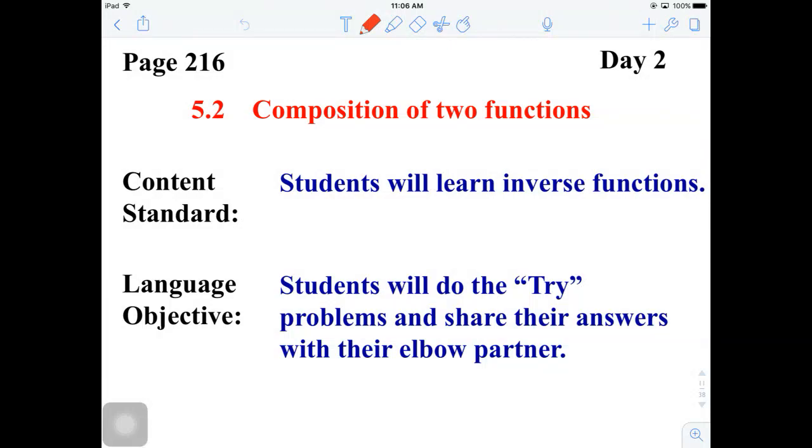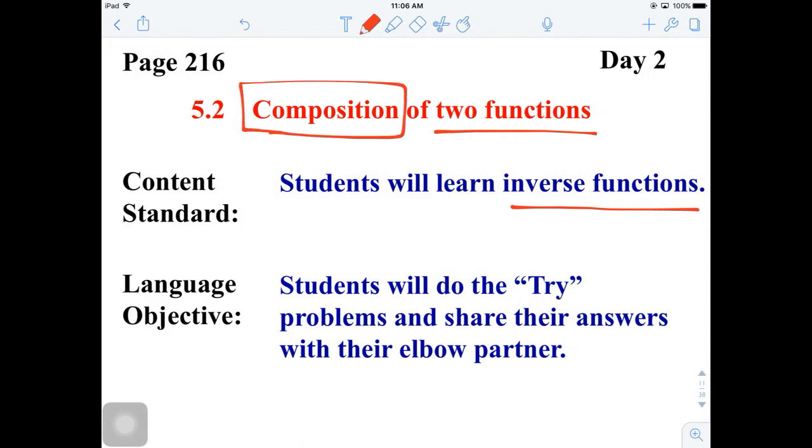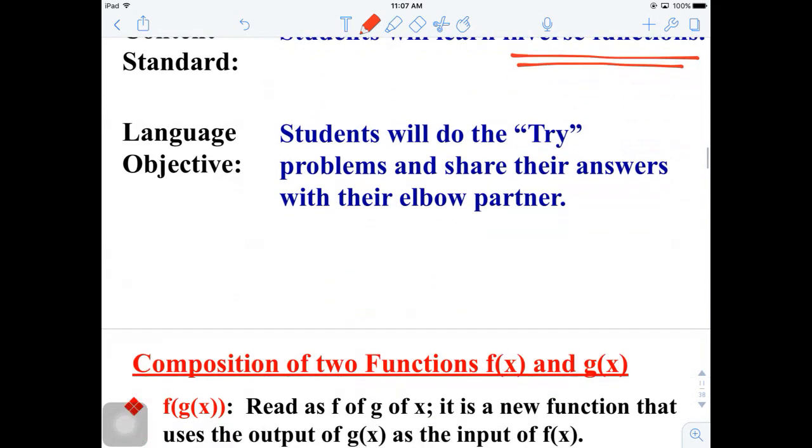Hi everyone, today we're going to continue on the lesson of 5.2, composition of two functions, and that's part of the inverse functions. So we're going to learn what is a composition function and then perform some operations that involve inverse functions dealing with composition functions. And so here we go.